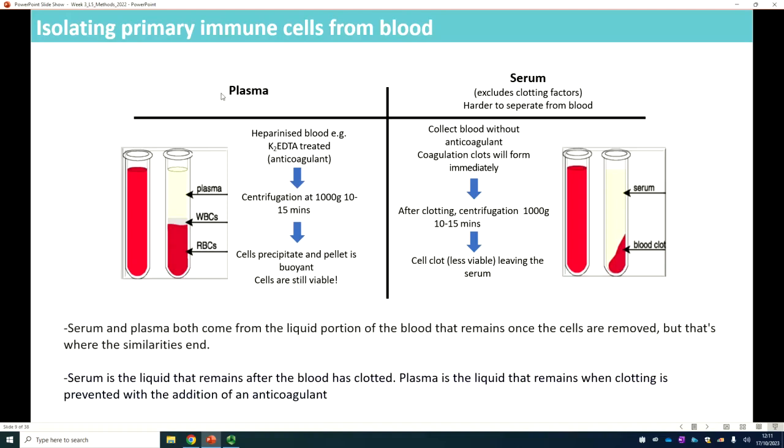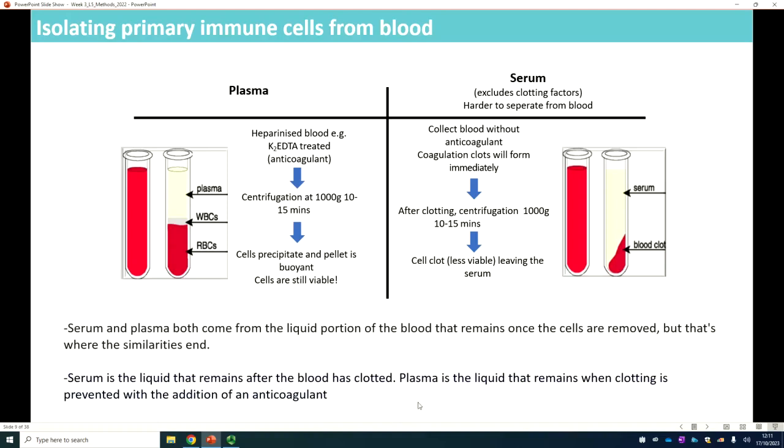So plasma is essentially, if we take blood here and we heparinize it, so we treat it with heparin, and then you centrifuge it, what happens is you'll end up with a precipitation, you'll have plasma on the top, and you have your white blood cell layer here. So serum and plasma both come from the liquid portion of the blood, once all the cells have been removed, but that's really where the similarity ends.